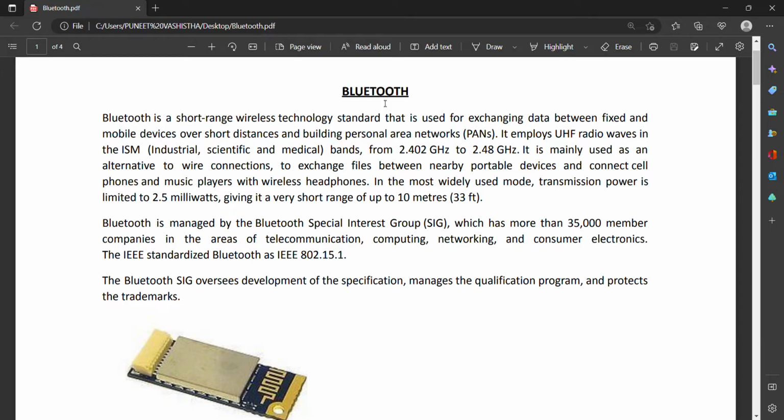Bluetooth is a short-range wireless technology standard that is used for exchanging data between fixed and mobile devices over short distances and building personal area networks.